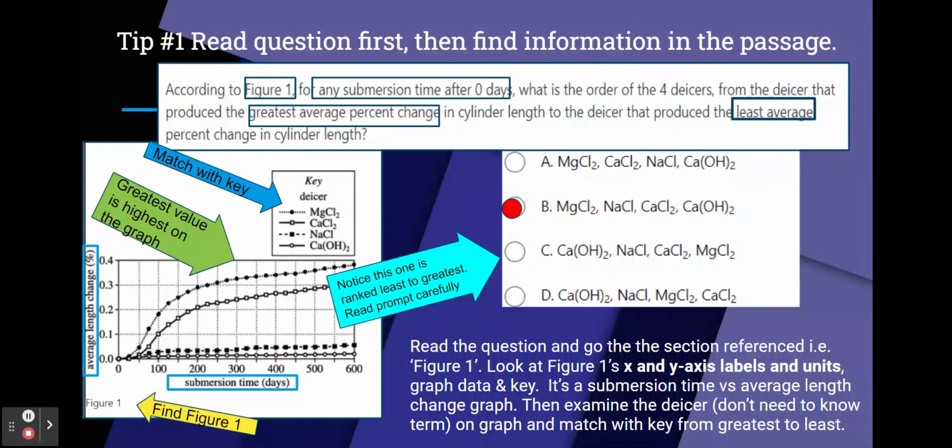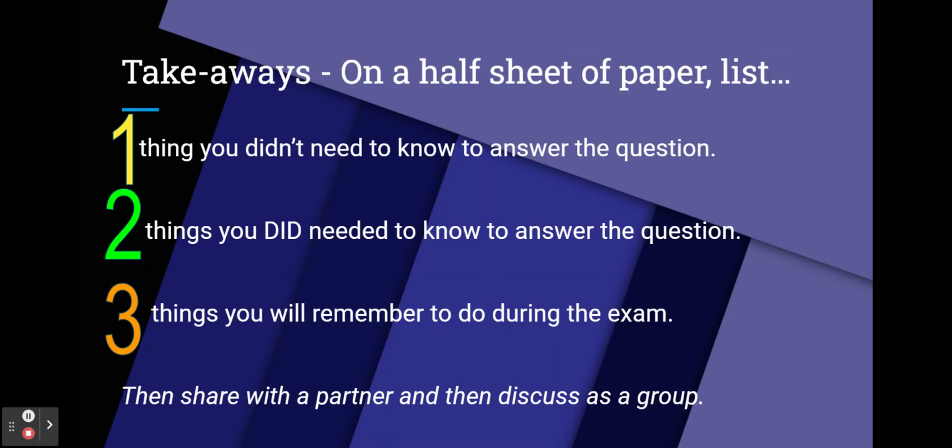So the passage was long. In the question, it will say like in figure one, in study two, in graph three, whatever it may be, and then just find that portion of the passage to answer the question.